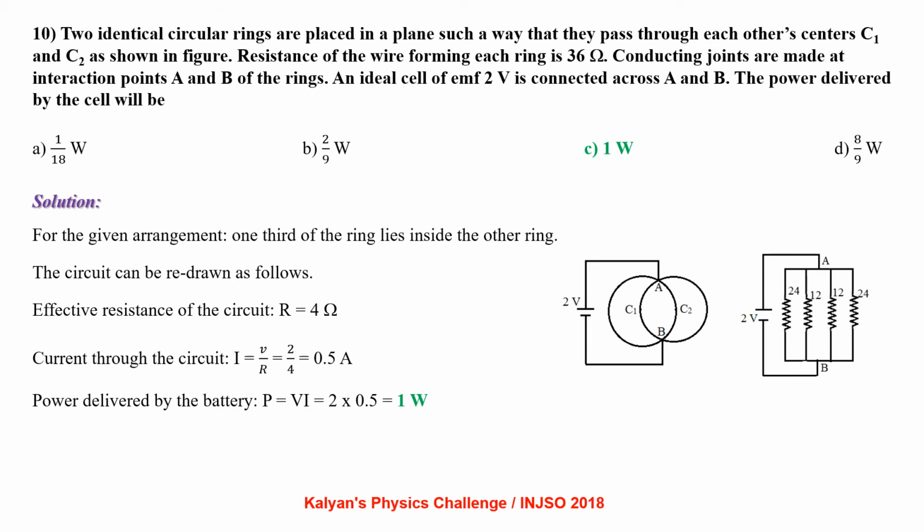Effective resistance of the circuit is 4 ohm. Current through the circuit is 0.5 ampere. So the power delivered by the battery, P equal to V into I, that is 2 into 0.5, that is 1 watt.